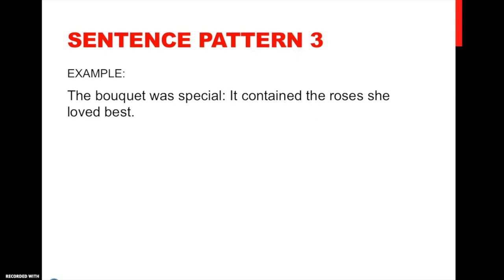Take a look at this example. The bouquet was special: It contained the roses she loved best. The first clause, the bouquet was special, is an independent clause that is somewhat vague. Why is the bouquet special? What makes it so special? The second independent clause, it contained the roses she loved best, gives an answer to that question of what is so special about the bouquet. It is special because it contained her favorite roses.